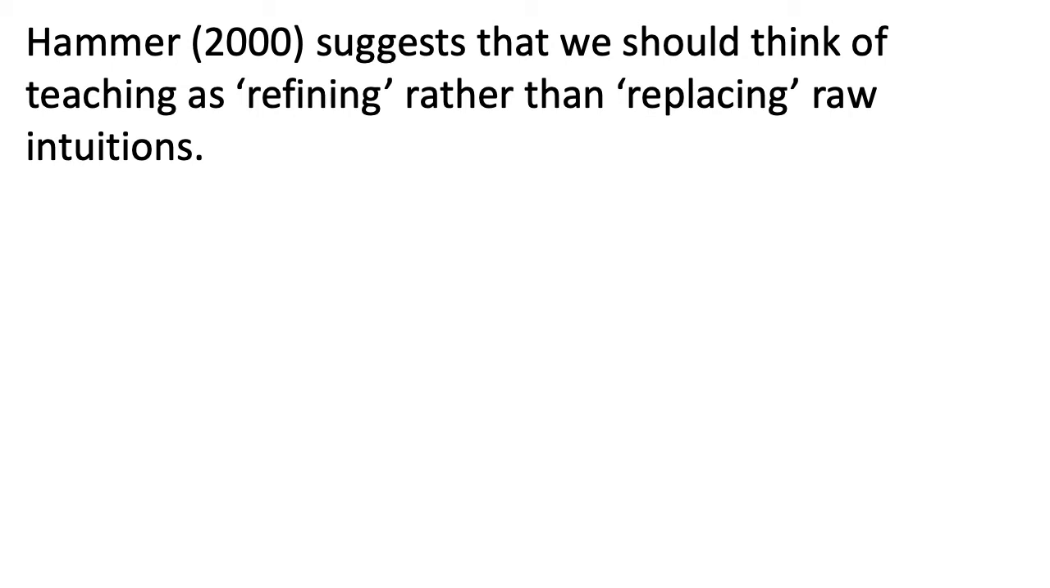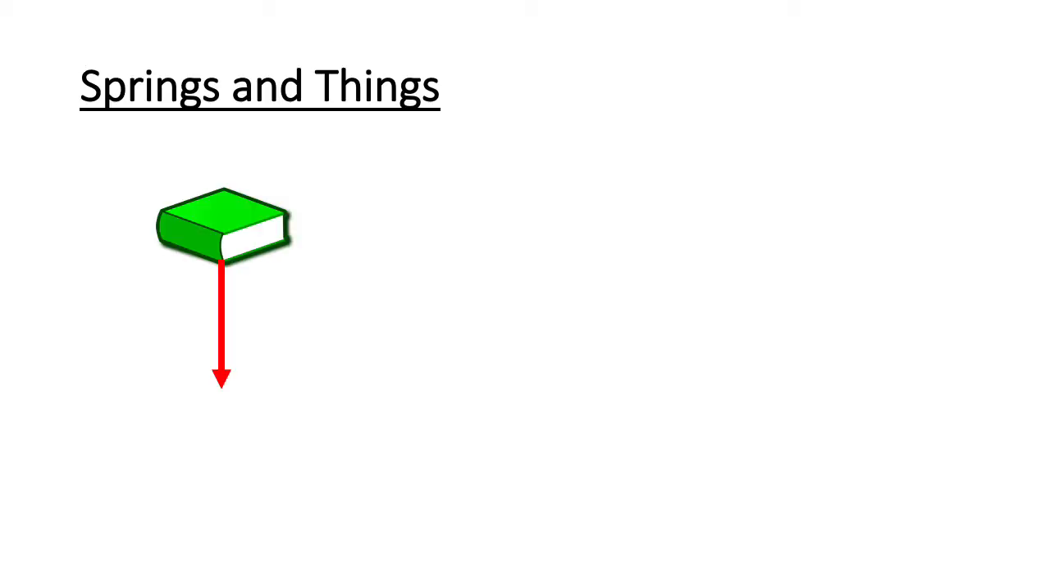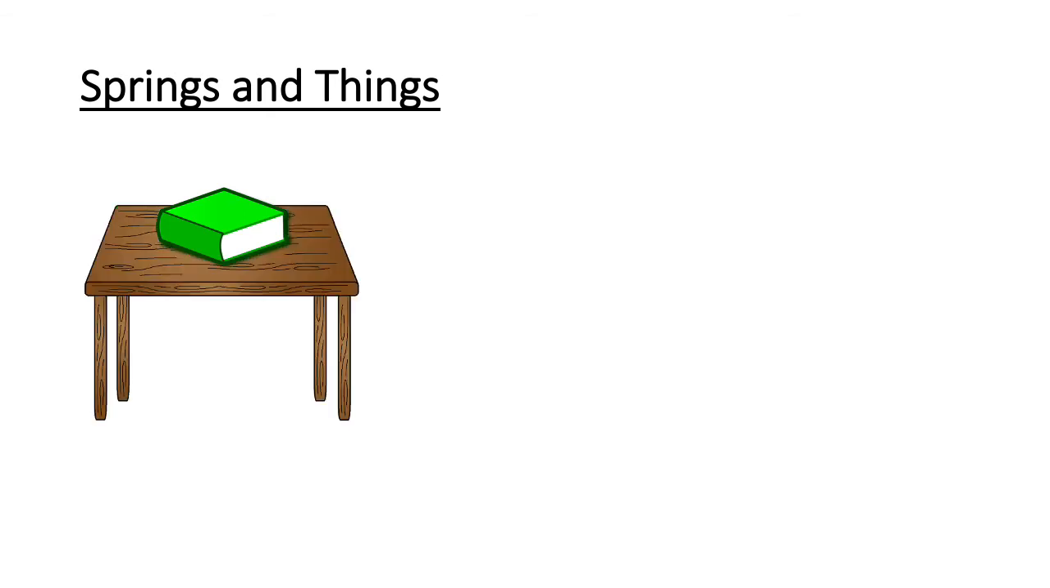Now, one very valuable idea from the resources framework is put forward by David Hammer, when he suggests that perhaps in teaching we should think of refining rather than replacing raw intuitions. An example of this, let's look at Hammer's suggested approach in the context of a book or any other object when it's in equilibrium. Now, students have no problem accepting that gravity produces a force, the weight of a book, which makes it accelerate downwards.